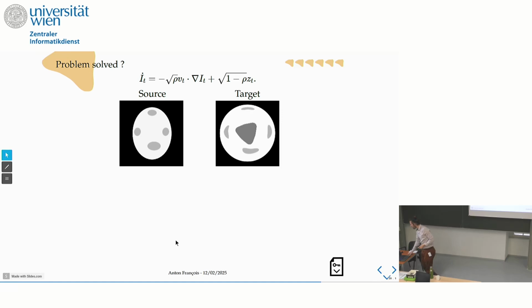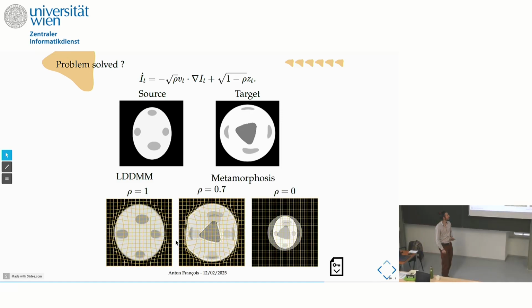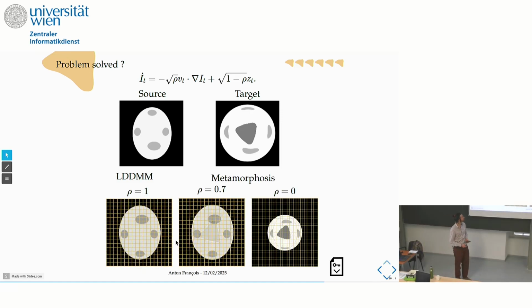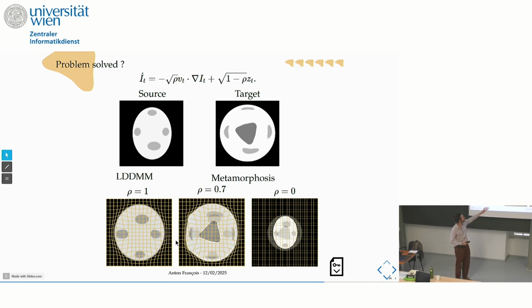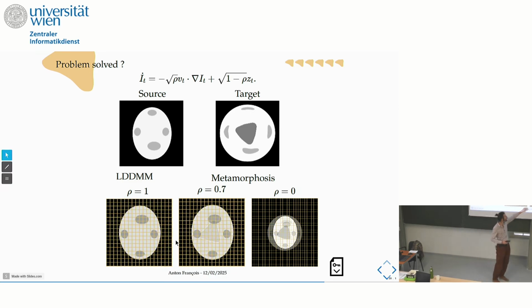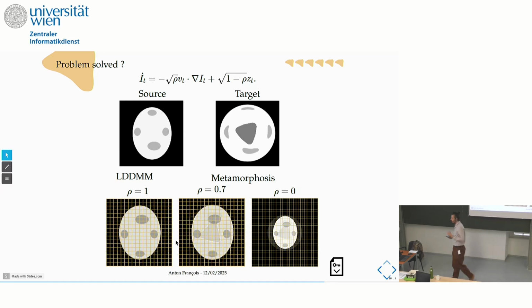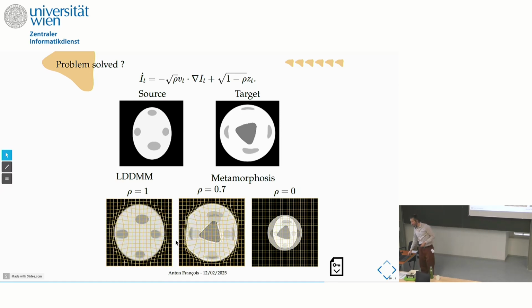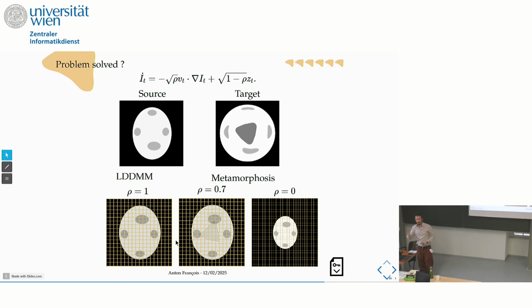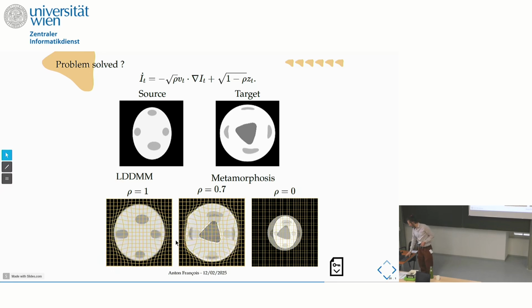So if you use Metamorphosis, we see that it doesn't work so well. If we use rho equal 1, we have something like LDDMM, where there are no topology differences. And here we see that we have appearance and deformation. However, it's not really the way we intended it to be, and that's because we have to fix the balance between the parameters.